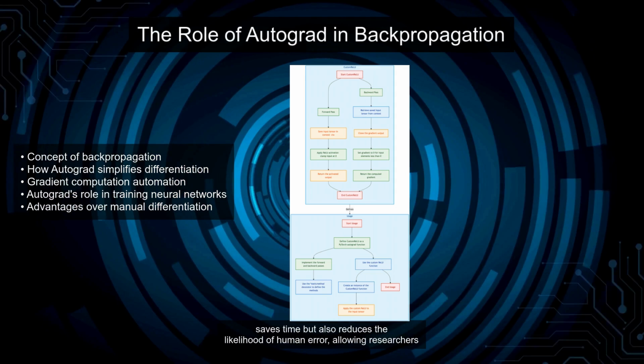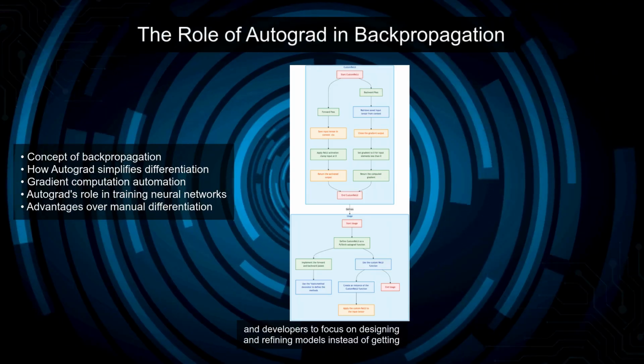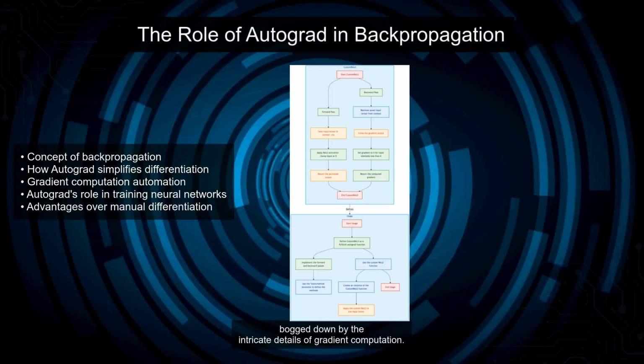This automation not only saves time but also reduces the likelihood of human error, allowing researchers and developers to focus on designing and refining models instead of getting bogged down by the intricate details of gradient computation.